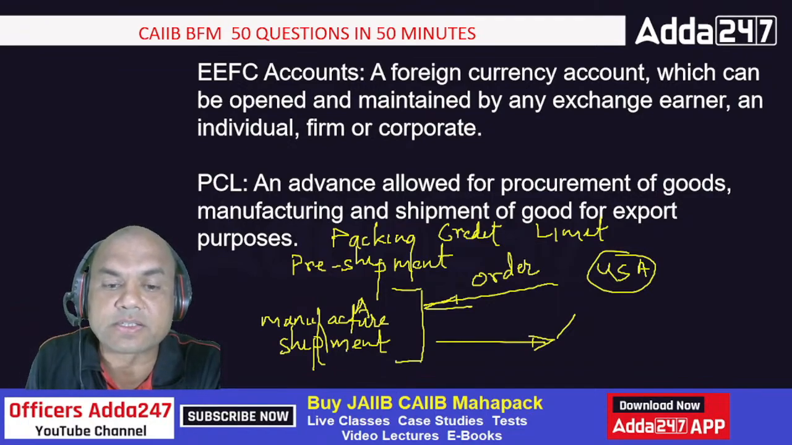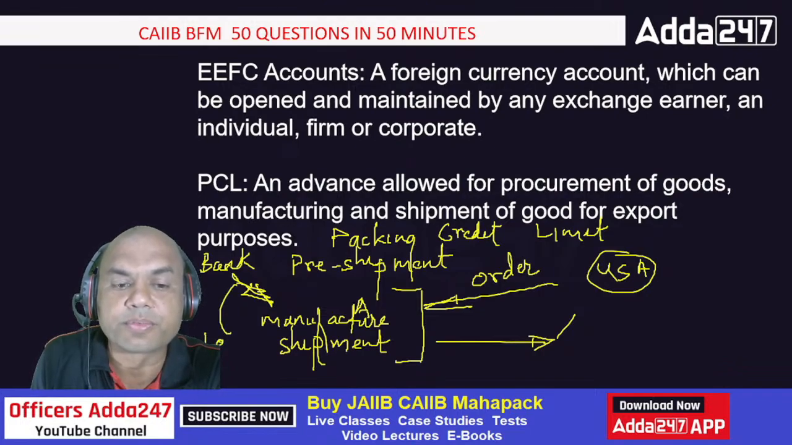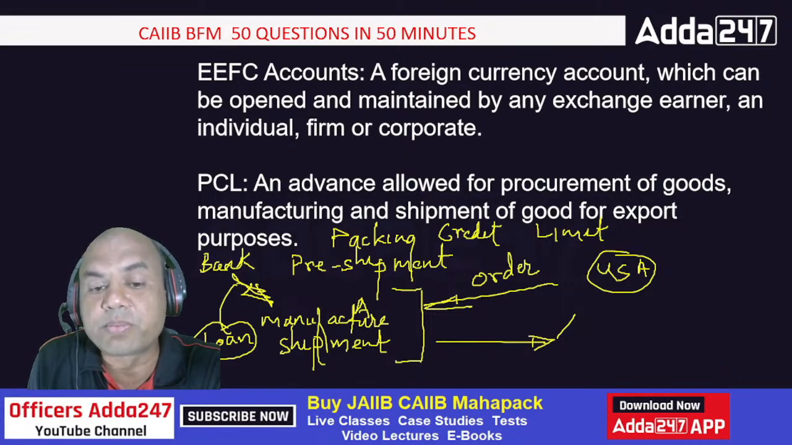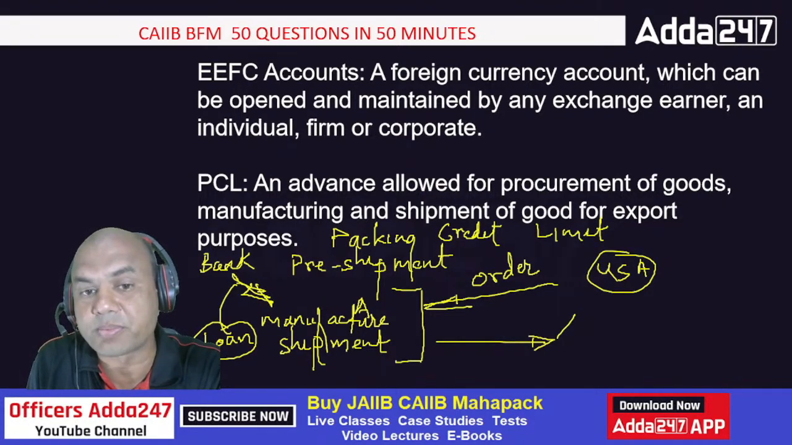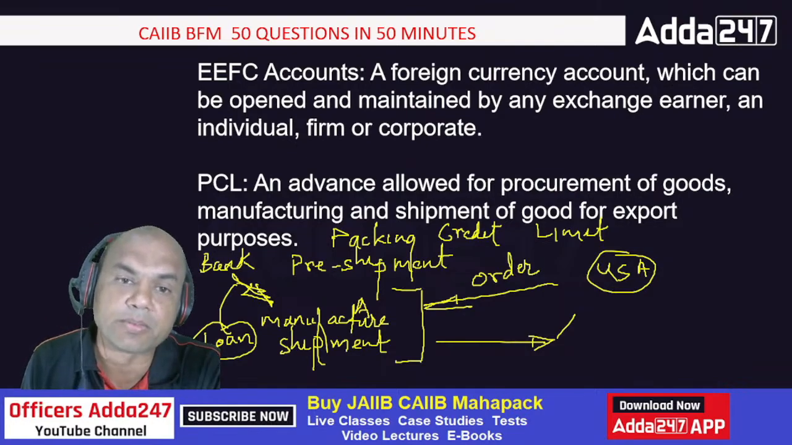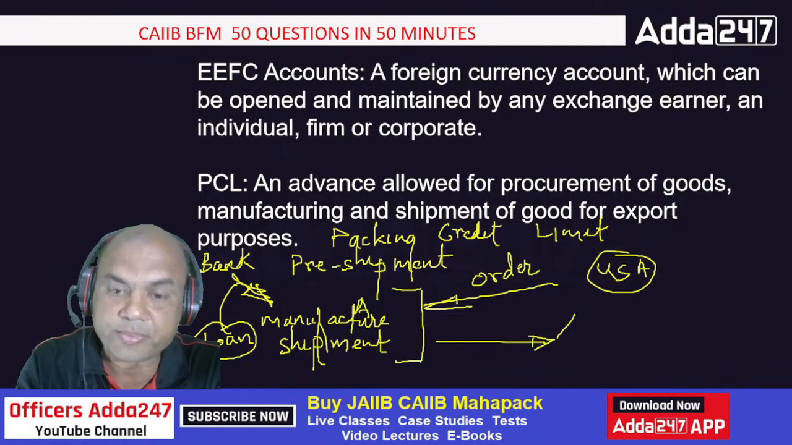For this manufacturing and shipment, means for manufacturing the goods up to the shipment part, I'll go to the bank. What will the bank do? Bank will give me the loan. This loan is known as PCL, packing credit. It's always before the shipment. Remember this, before the shipment. An advance allowed for procurement of goods, manufacturing and shipment of goods for export purposes. Remember, it is always before the shipment. It is never after the shipment. Okay. Pre-shipment.